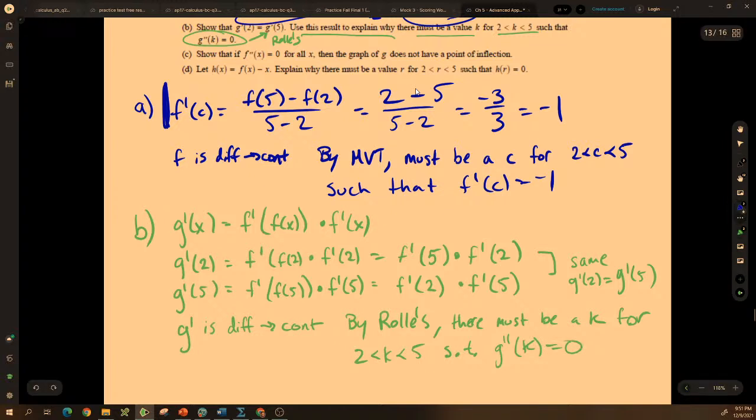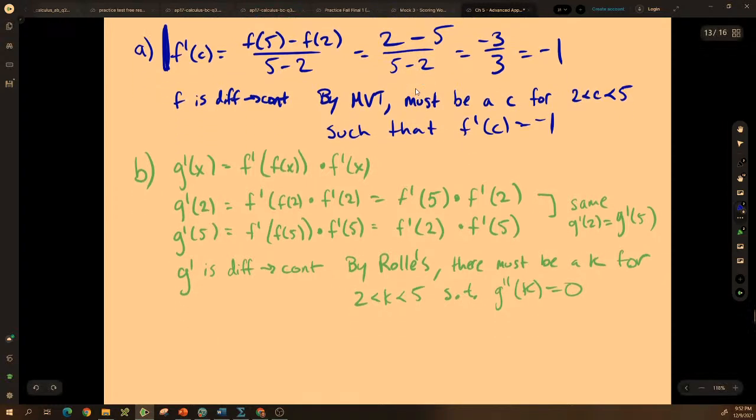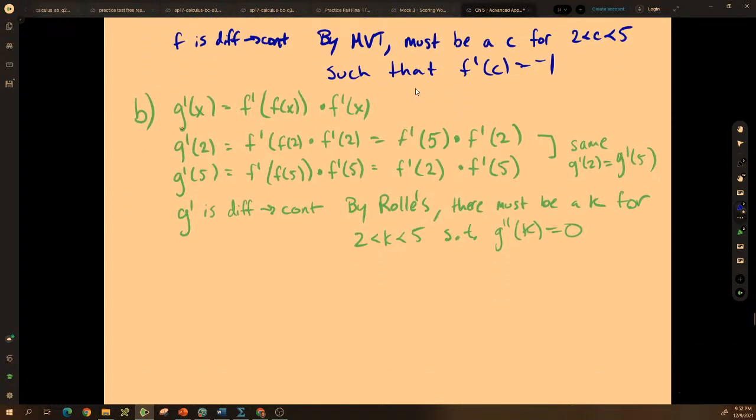All right, C, show that if f double prime of x is 0, then the graph of g would not have an inflection point. So if I want the graph of g to have an inflection point, I need to be thinking about g double prime. I have a formula for g prime of x. We wrote it up here. We want to get a formula for g double prime of x.